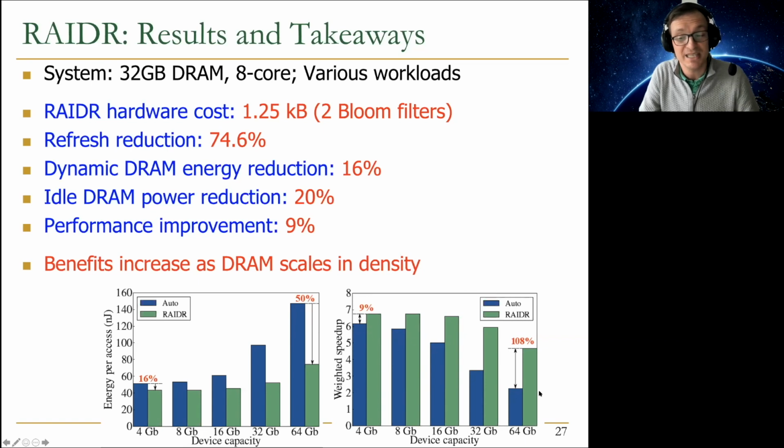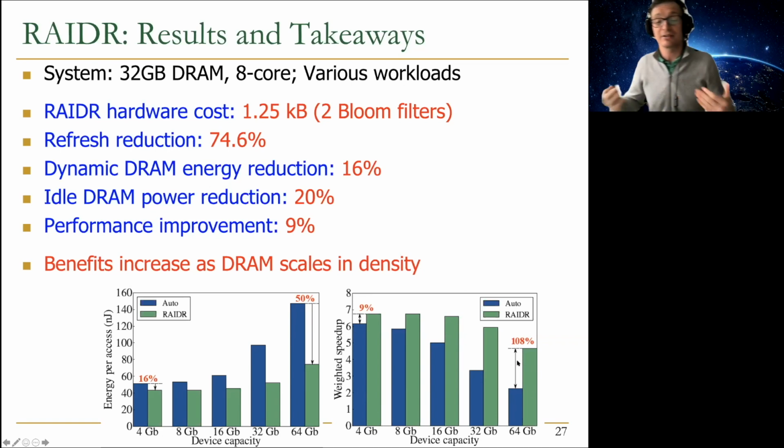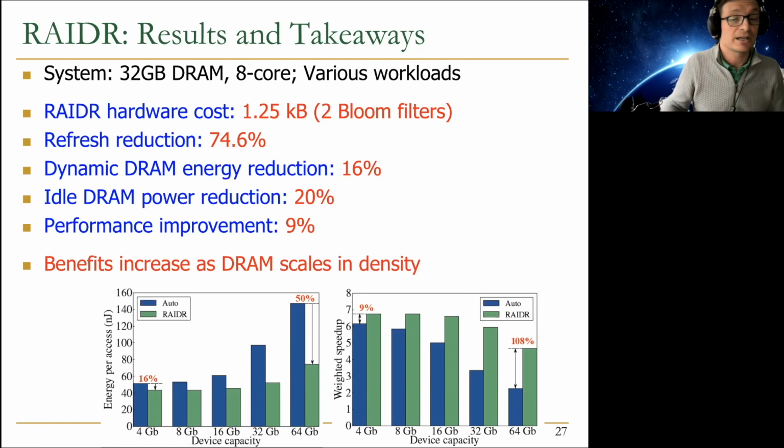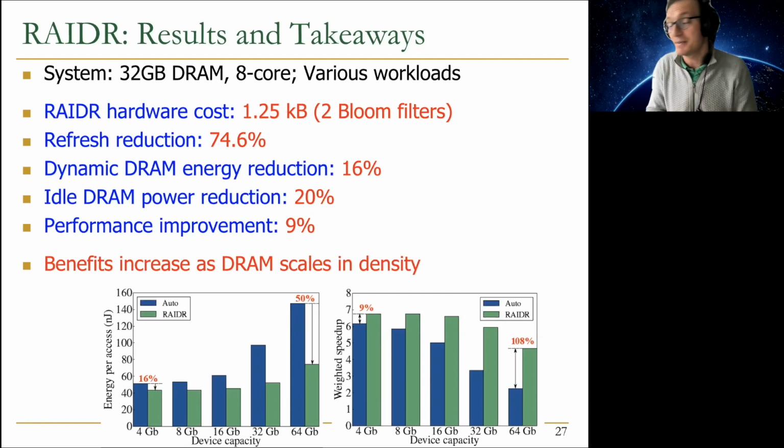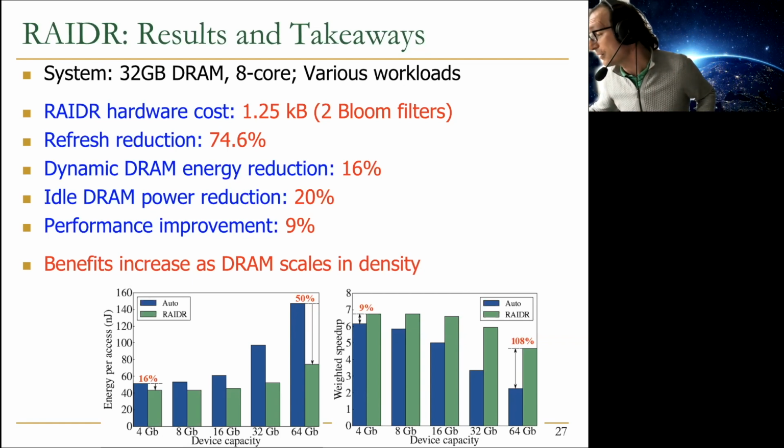Performance improvement becomes even better, actually, as you go from 4 gigabit chips, where the performance improvement is minimal, 10%, let's say. But with a 64 gigabit chip, it's about 100%. This is because refreshes are really backing up a lot of requests that you want to do in the end. And with a 64 gigabit DRAM chip, you save a lot more in terms of performance.